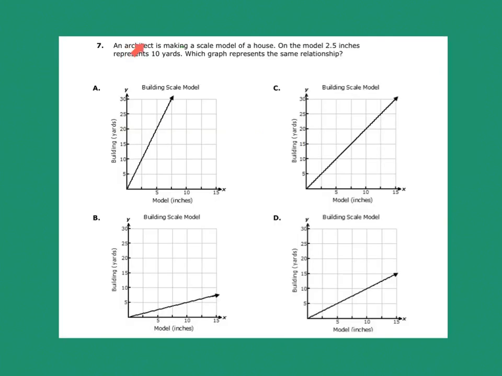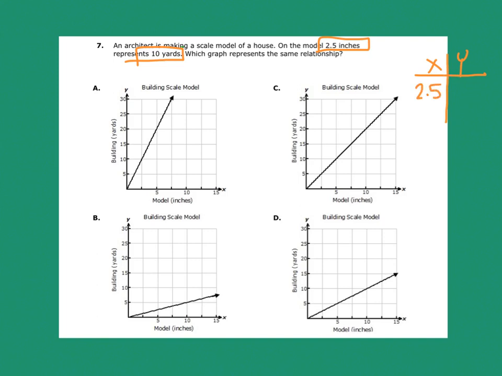Number 7, an architect is making a scale model of a house, and on the model, 2.5 inches means 10 yards in real life. So I'm going to use that information. 2.5 inches represents 10 yards. I'm going to make a little table, and on my graphs, you can look, the x-axis has the inches. The y-axis has the yards. So that's why I'm making my XY table like that.